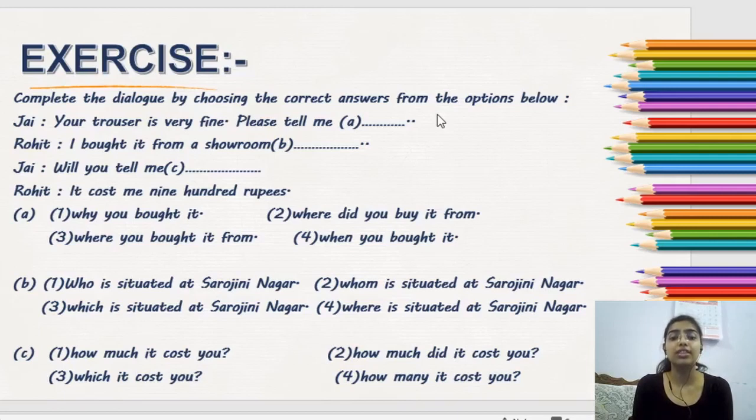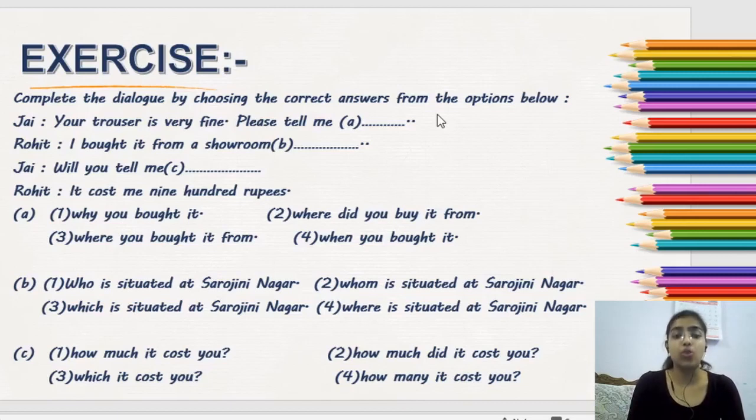So, why would this be the correct answer? When we discuss sentences in which we are asking someone to tell us about something, here Jay is saying, your trouser is very fine. And, tell me, what is he curious to know about? He's curious to know where his friend has bought that trouser from. So, where you bought it from.